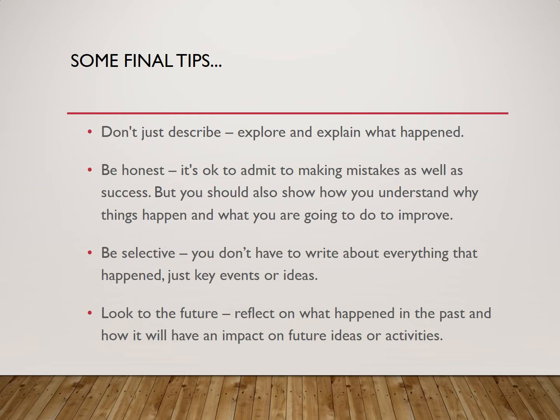Final tips. Don't just describe what happened. Explore and explain what happened. Be honest. In this type of writing, it's okay to admit making mistakes as well as successes. It's okay to say, we did this wrong. We had to learn from this. We're trying to go forward. What you're trying to do is show improvement, showing learning. If you didn't make any mistakes at the beginning of the course, then you can't have learned anything, because you haven't learned enough to realize where your mistakes were, because you will have made them.